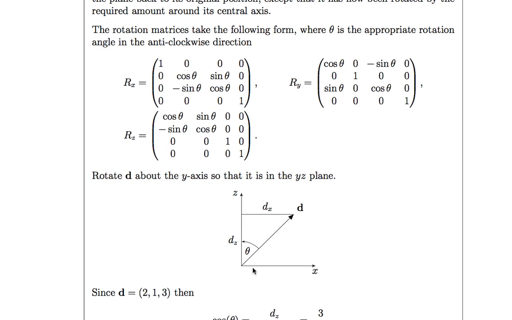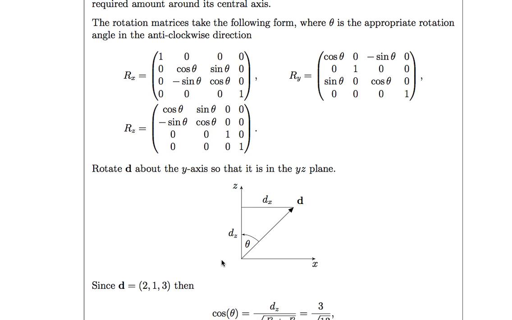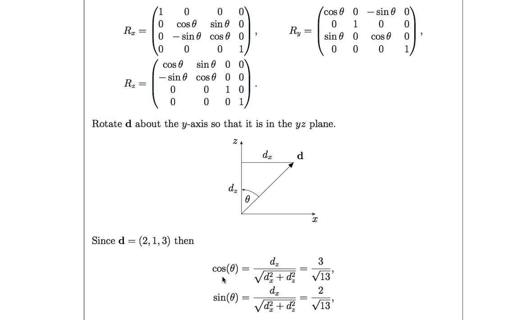So here we've got a diagram. If we're looking down the y-axis, and remember the y-axis points vertically upwards, let's say D is pointing in this direction, and we want to rotate it so that D points along the z-axis. So we want to rotate it by this angle theta. We know what dx and dz are, so we can calculate what cos theta and sin theta are. The reason we need cos theta and sin theta is because those are the elements of the Ry matrix.